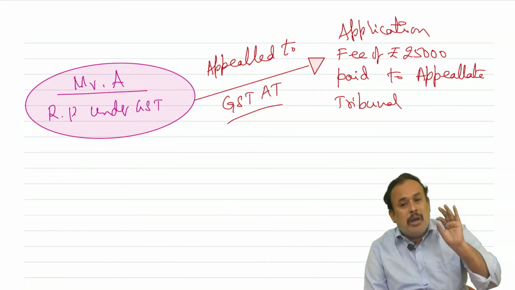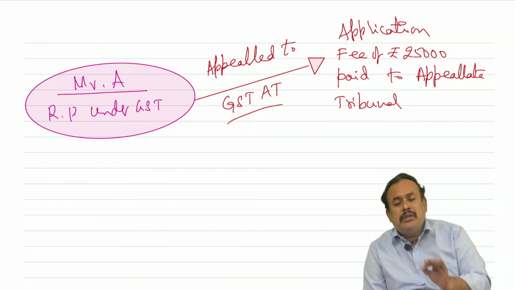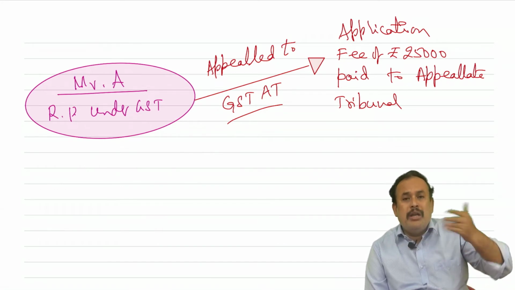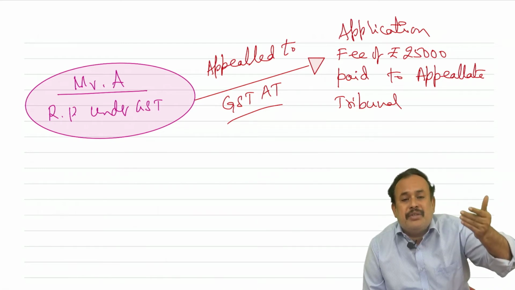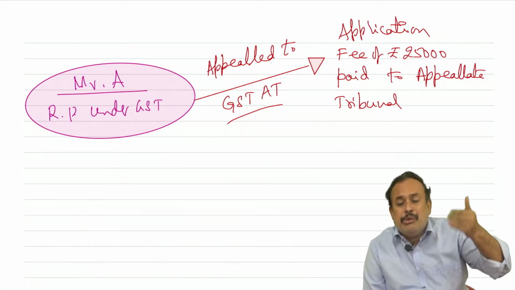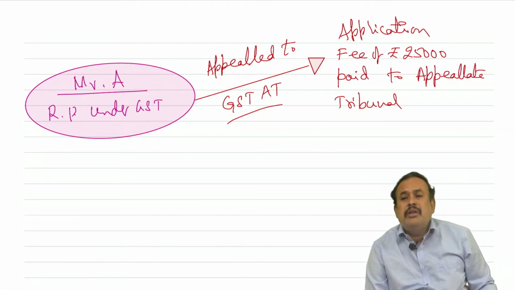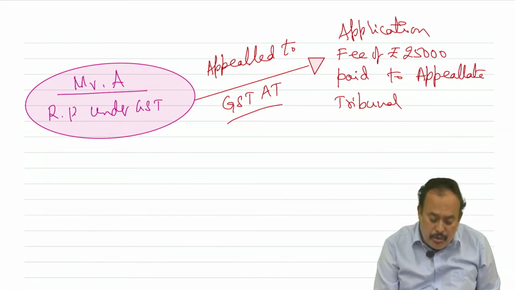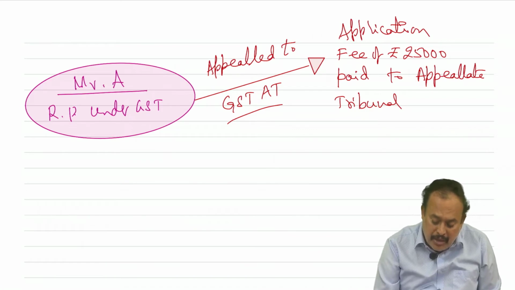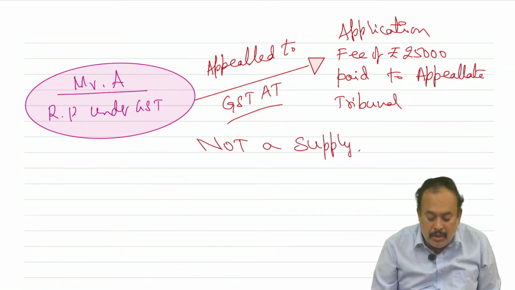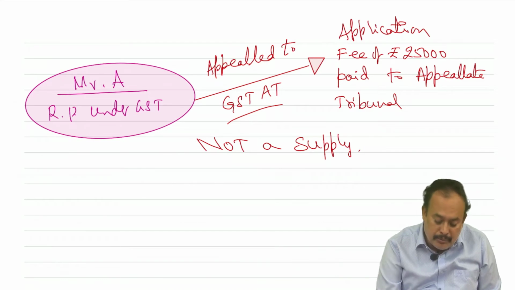Here, for your application for hearing to qualify, you have to pay application fees. The fee payable to a court or tribunal does not come under the category of supply. I will say that here, it is not a supply.